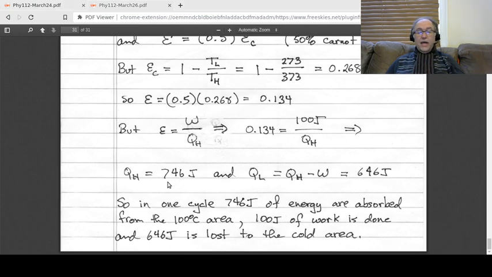And that tells us that in one cycle of this engine, it will absorb 746 joules from the boiling water. It will lose 646 joules to the ice, and 100 joules of it will actually be doing work. Again, that work is done as the piston expands in the gas when it's in contact with the boiling water.